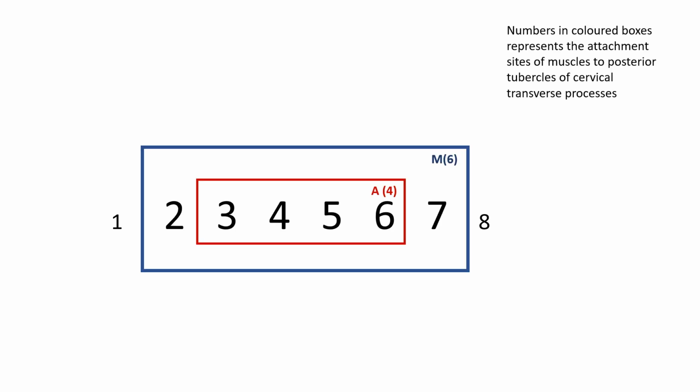Now I want you to draw a box spanning from number 2 to number 7, and that is going to represent the origins of the middle scalene muscle. Then also move one inwards, so draw another box around numbers 3 to 6, and that's going to represent the origin of the anterior scalene muscle.